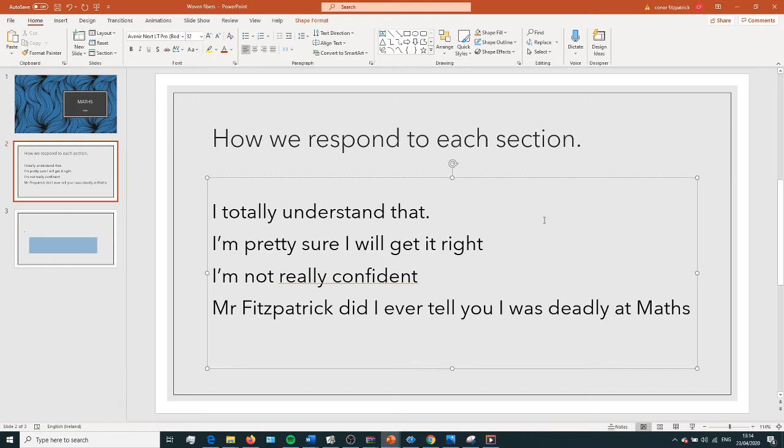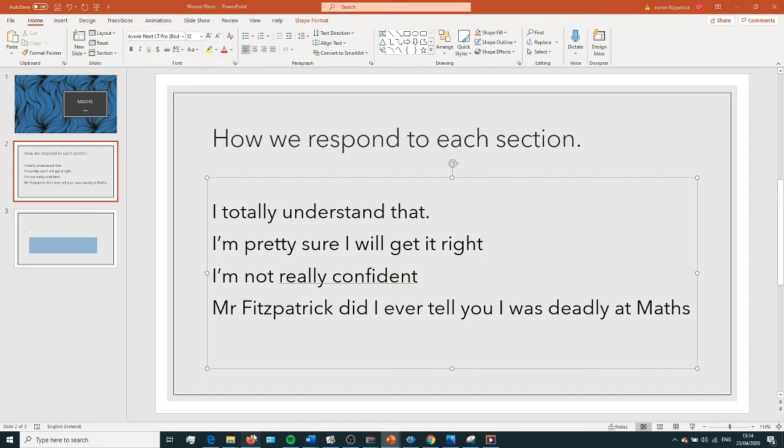I'm pretty sure I will get it right. I'm not really confident. And Mr. Fitzpatrick, did I ever tell you I was deadly at maths? Which is obviously my go-to thing when I am saying that I don't understand something. So you should be able to click those in the corner related to each topic that we cover.